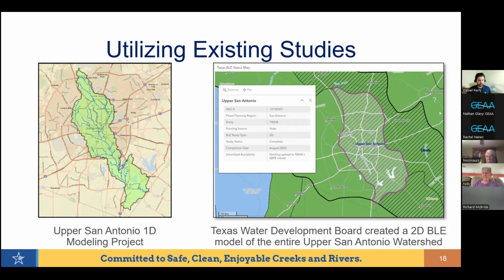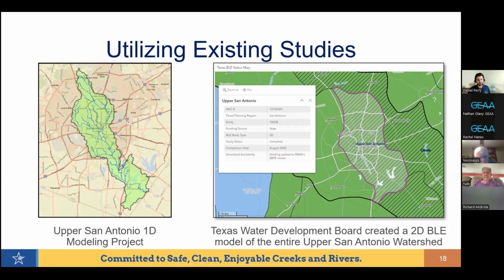Another study we incorporated and compared to was the Texas Water Development Board Upper San Antonio River 2D base level engineering model. It's a simplified model that was completed in August of 2022. Since it's a BLE study, a lot of the information wasn't present that we incorporated into our Westside Creeks model, specifically structures. And structures play an important role in flooding. They can really back water up at times.